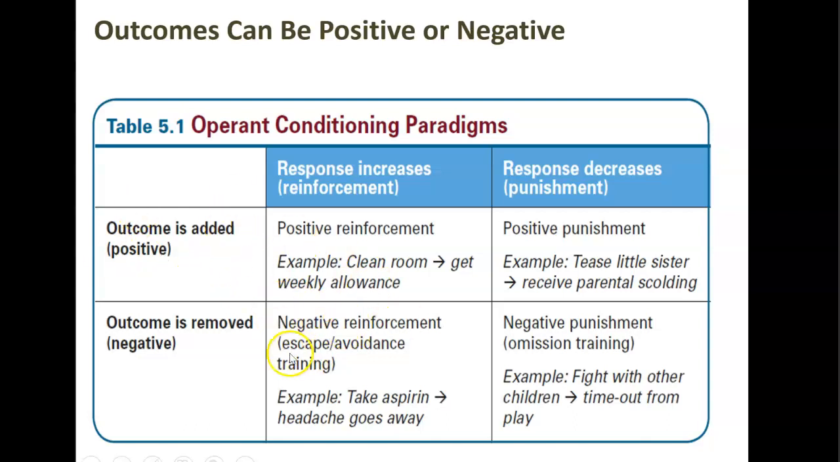Notice that they also call escape or avoidance training for negative reinforcement. It's like you're escaping or avoiding the pain. And in negative punishment, omission training, because you're taking away, like, opportunity to play or opportunity to use your phone or taking away the car, taking stuff away. Okay, so do take a look at that table. I hope that that makes this a little bit clearer to explain positive and negative reinforcement and punishment.